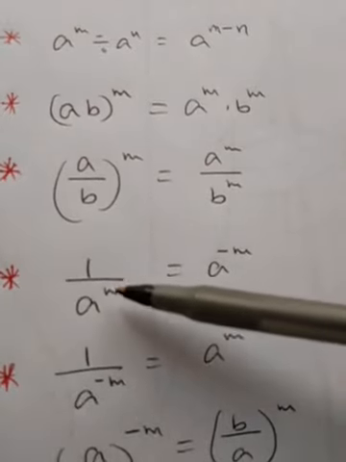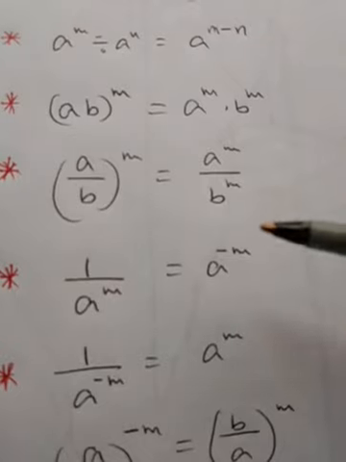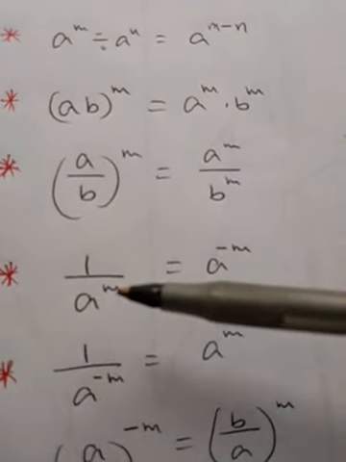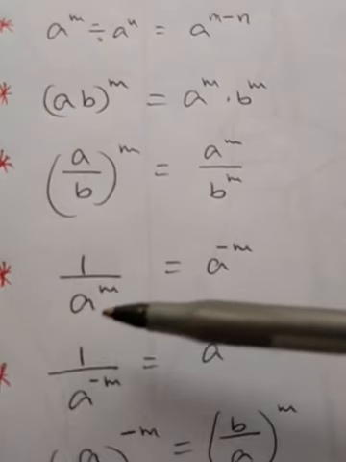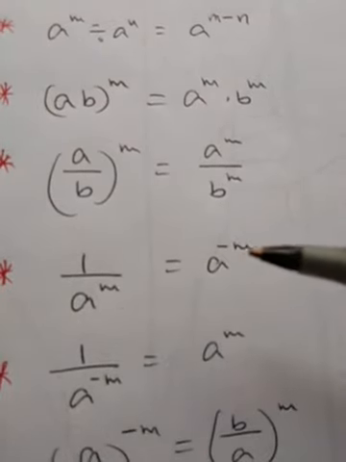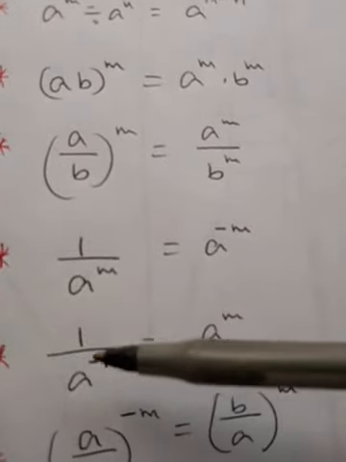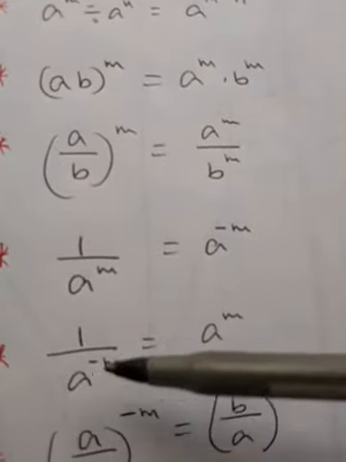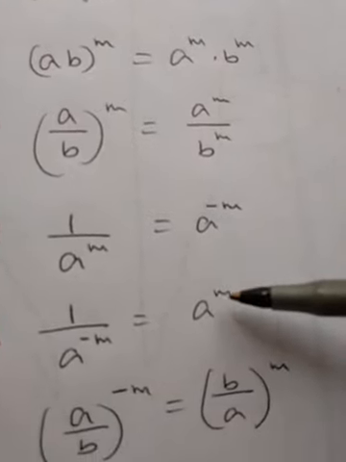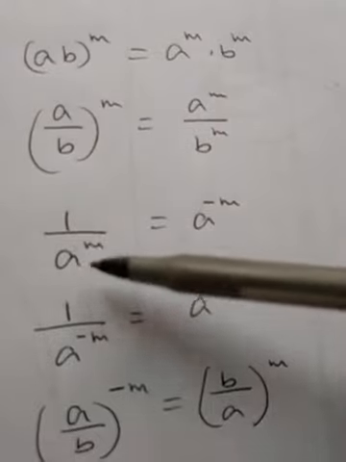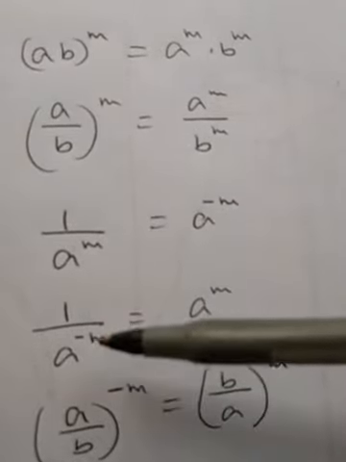If we need to bring this denominator to the numerator, then the sign of the exponent will change. So 1 by a to the power m will become a to the power minus m. Similarly, 1 by a to the power minus m, if we bring it to the numerator, will become a to the power plus m. So when we bring it here, this minus becomes plus and this plus becomes minus.